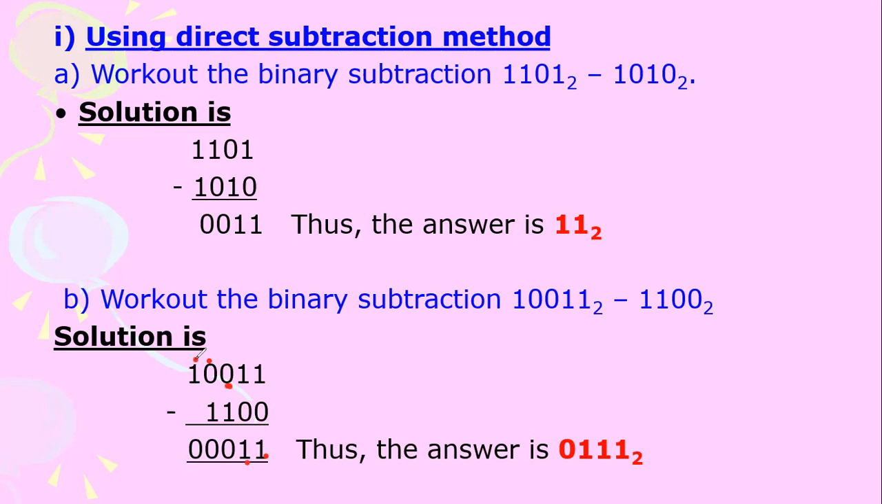When we borrow 1 from here, we bring it here. It becomes 0, carry 1. Then we borrow our 1 again from this 0, carry 1. We bring it here. And therefore, 1 plus 0 gives us 1. 1 minus 1 will give us a 0.